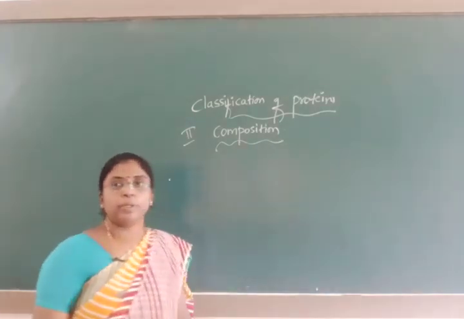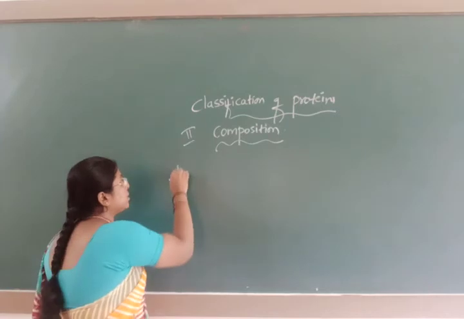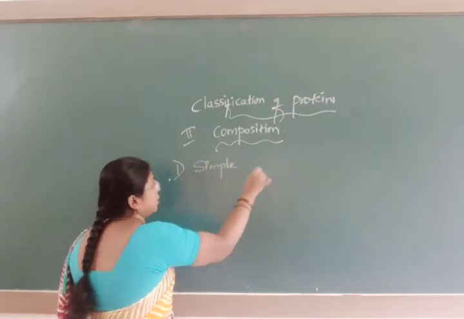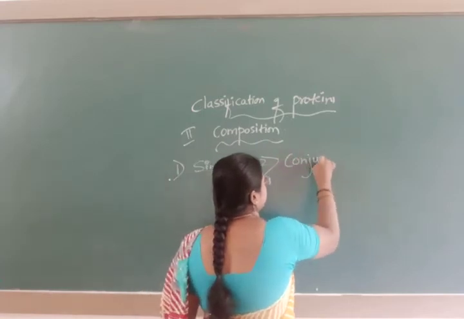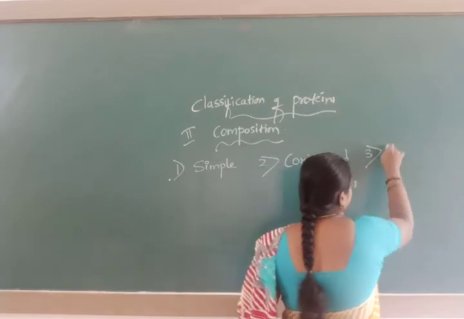Here the proteins are classified into three types. One is simple proteins. Second is conjugated proteins. And the third is the derived proteins.